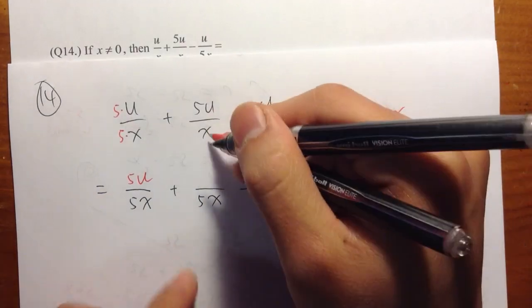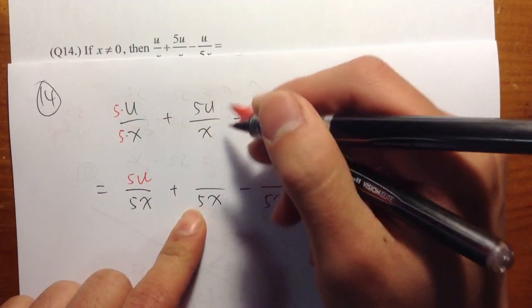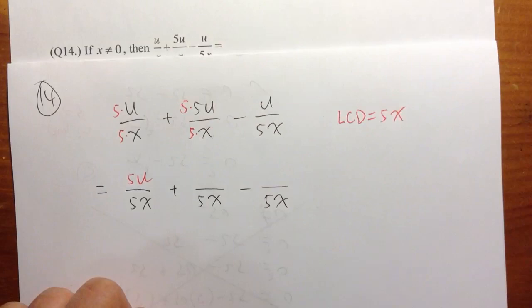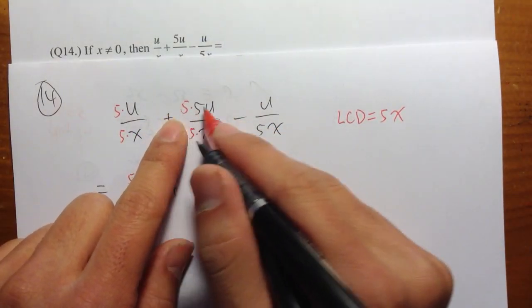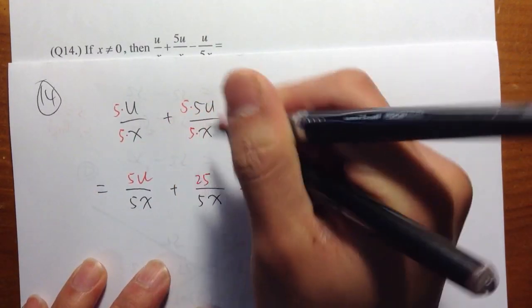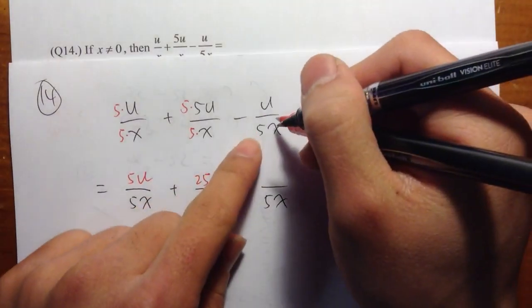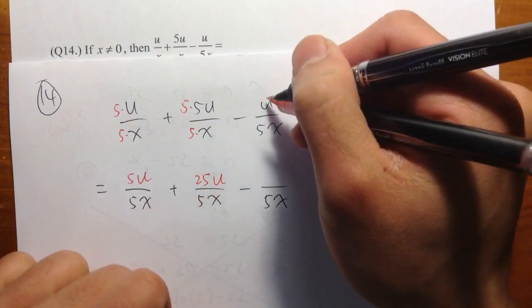Second fraction, on the denominator, I have the x only, but I need a 5. So let me put the 5 times that x. Do the same on the top: 5 times 5u. On the top, I can just do the multiplication for the numbers. 5 times 5 gives us 25u. The third fraction already has the 5x on the bottom, so we are good to go. Let me just bring down the u.